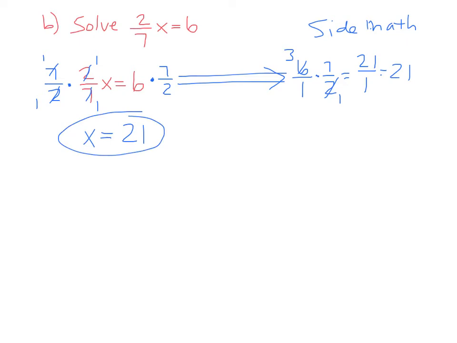Now you just check it. So just fill in, what was x? Well, if I've got 2/7 times 21, does it equal 6? So again, you just check it out. Does it work? Put 21 over 1. Can cross that out, cross that out. Now I have 6 over 1. Yes, it works.